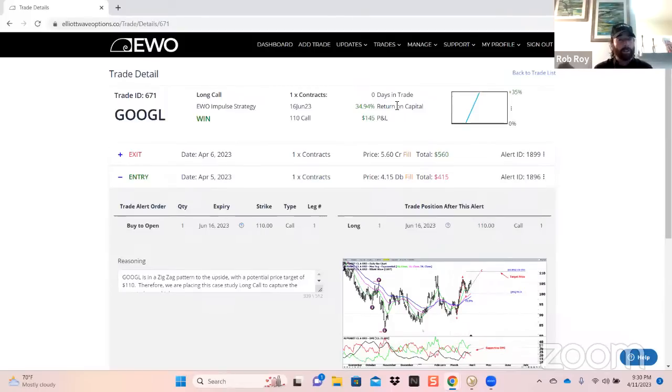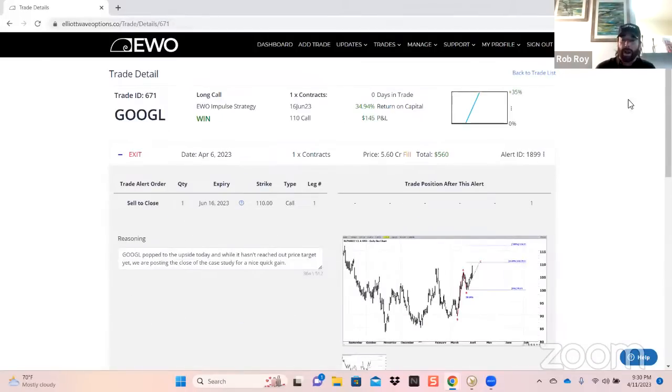So when we exited the trade was earlier in the trading day than when we entered the trade the previous day. So it doesn't show you as being a one-day trade because it was less than 24 hours. And as you know, there's no such thing as a 0 day trade. It's not even a day trade. Basically, that's why it plays out. So we were able to generate 35% in less than 24 hours.